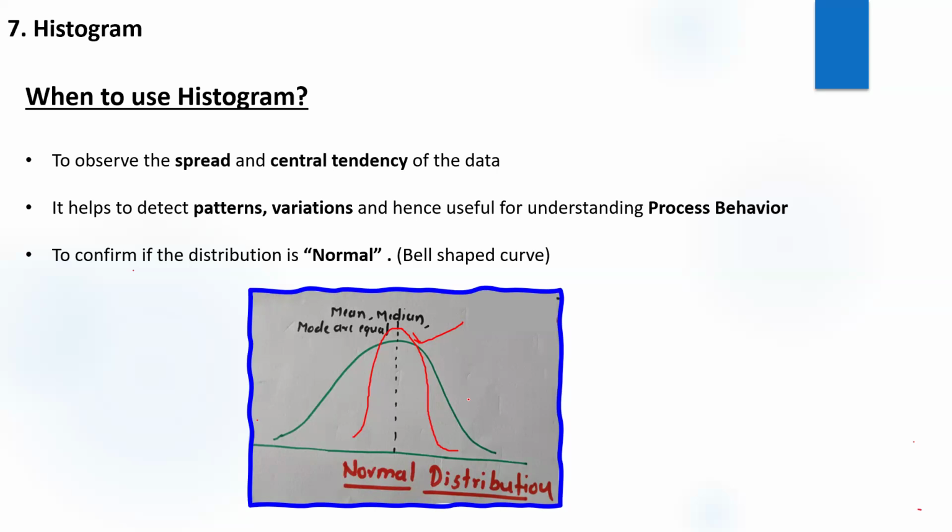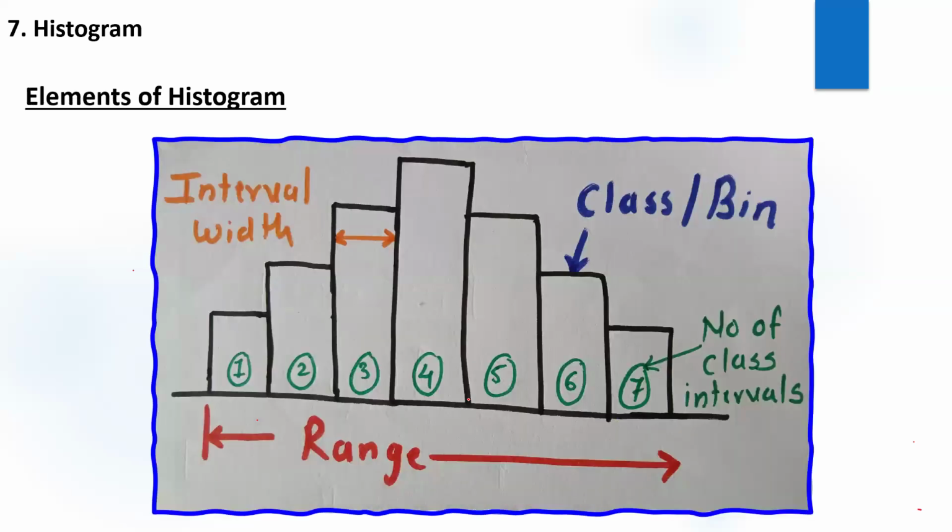Okay. Now, please look at this diagram. Normally a histogram looks like this. So this is called a class or bin. These are the bars. I will tick mark. So this is called a class or bin, and these are also classes or bins. So first is class or bin.